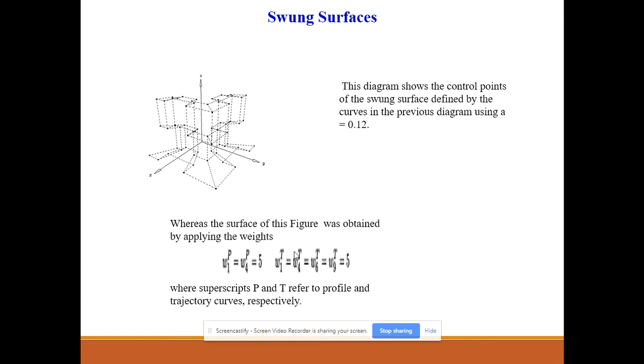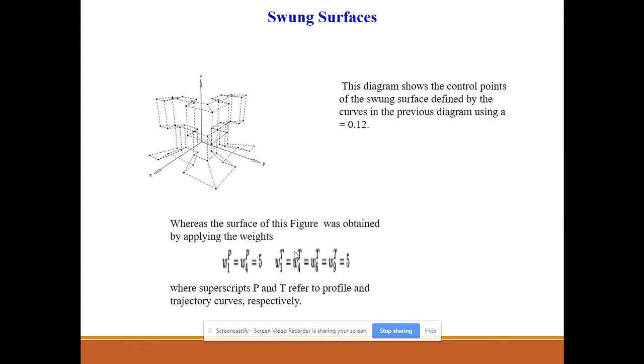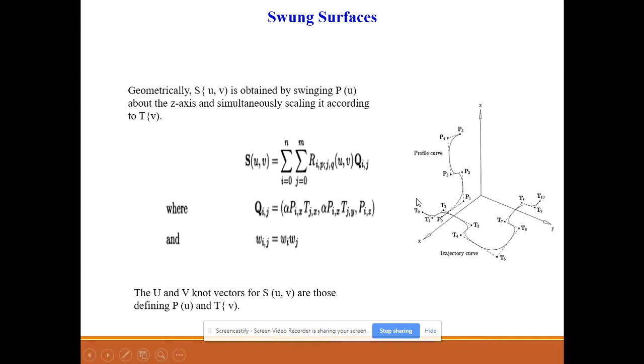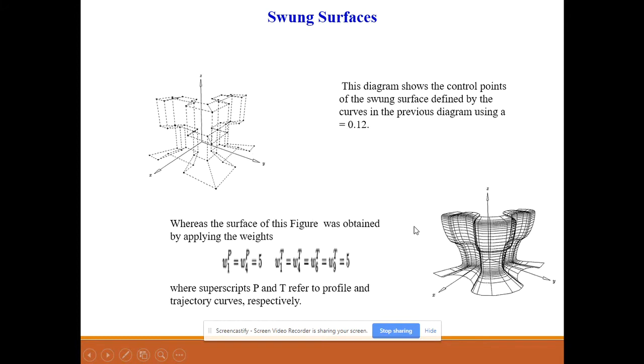From the previous example, we saw the curves, this one. From this, we're going to add alpha equal to 0.2. As a result, we get these control points. The surface in this figure was obtained by applying weights W1 equal to W4 equal to 5 for the profile curve, and for the trajectory curve, taking W1, W4, W6 and W9 as 5. As you know, the superscripts P and T refer to the profile and trajectory curves.